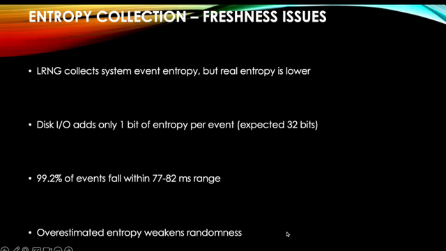Here's the problem. These events might not be as random as we think. Most of the system events fell within a narrow range of 77 to 82 milliseconds. The researchers found that the actual entropy collected is often lower than what LRNG estimates. This makes the random numbers less secure.